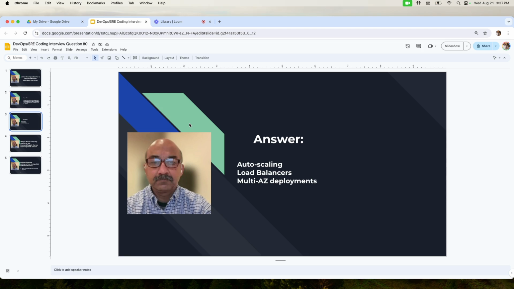You have to mention load balancers. That way, if you have failure within a zone, let's say a VM goes down, your application is not impacted. You also have to mention multi-AZ.